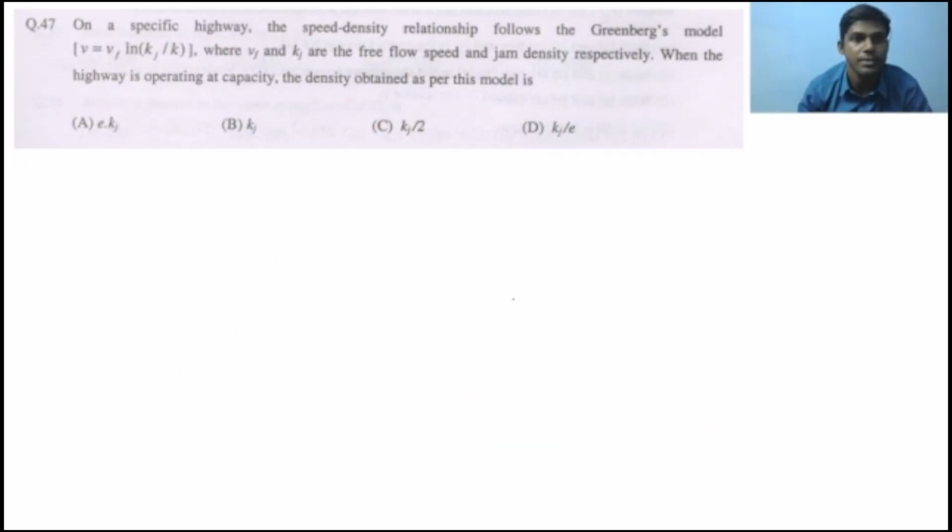Next question: on a specific highway, the speed density relationship follows Greenberg's model. V is equal to Vf into logarithmic Kj by K, where Vf and Kj are free flow speed and jam density respectively. When the highway is operating at capacity, the density obtained as per this model is asked, that is K. So density K is equal to Kj by e for Greenberg's model. So option D is the right answer.